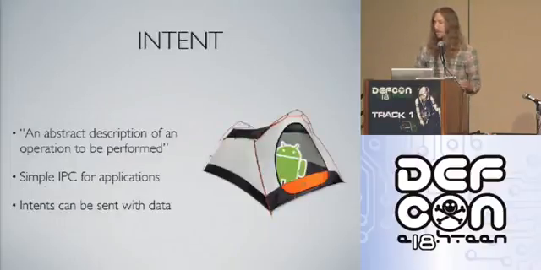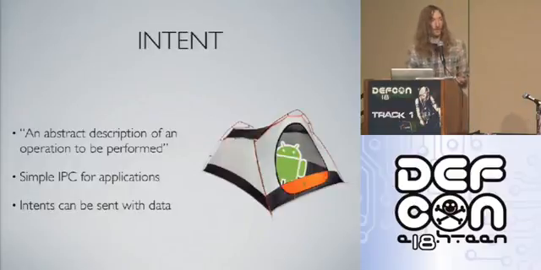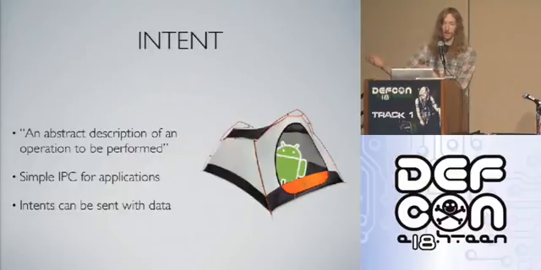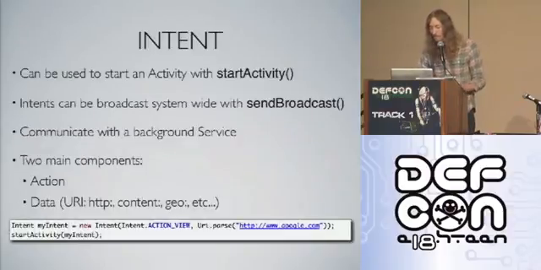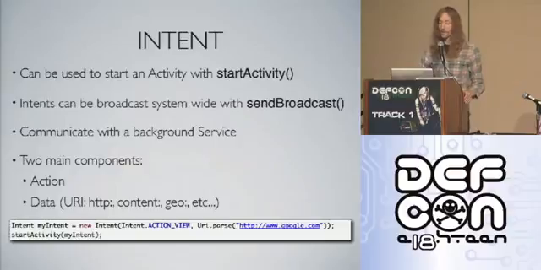Intents for Android are basically a way for applications to do simple IPC so that they can send an event or an action along with data, which is usually in the form of a URI. So if we want to start up a browser, we can send an action view intent with a URL as our data, and that will fire up the browser using that intent. They can be used to start activities with start activity.